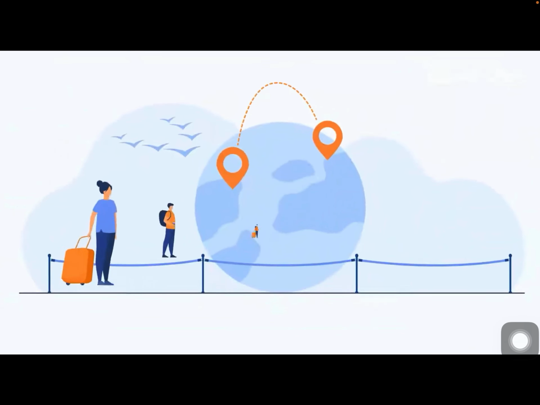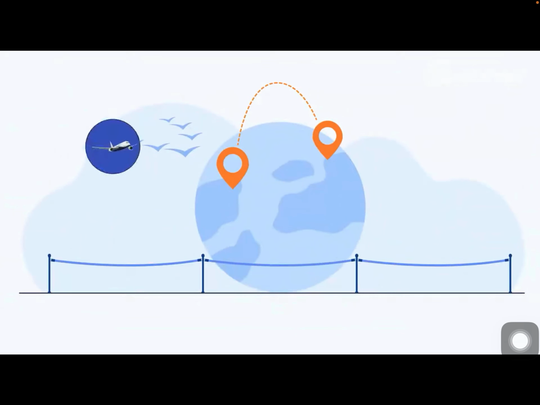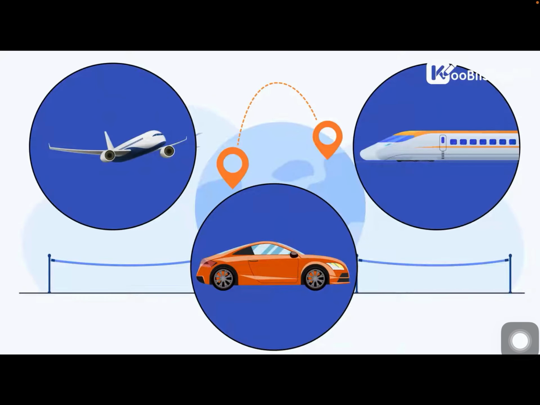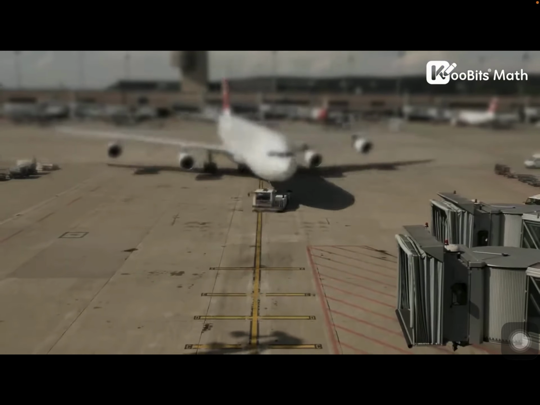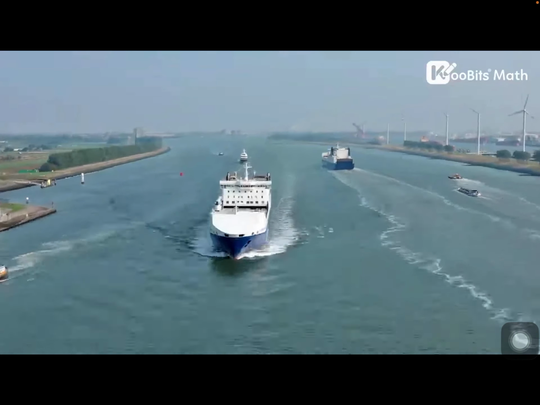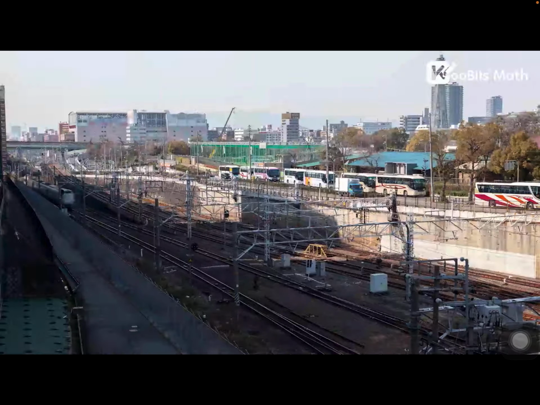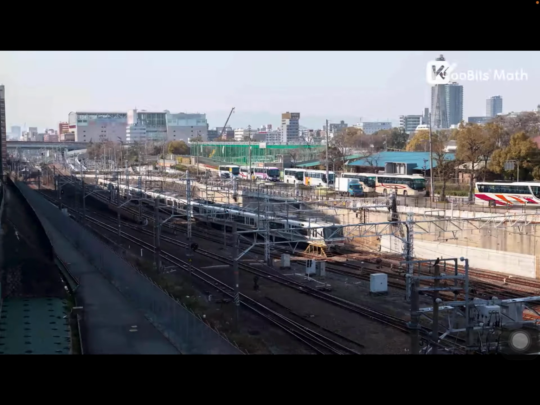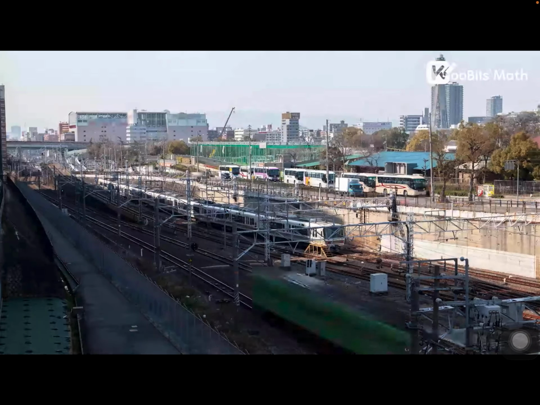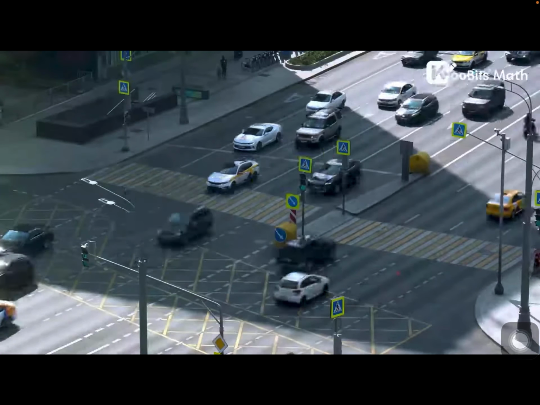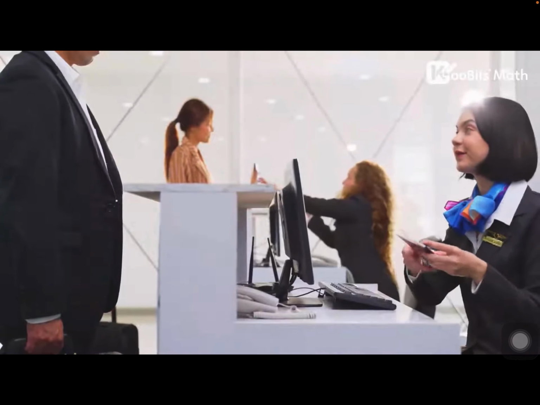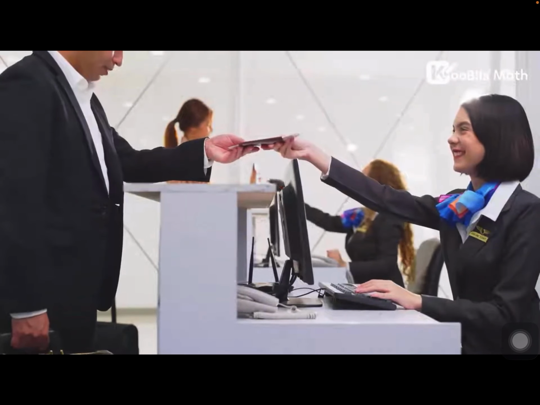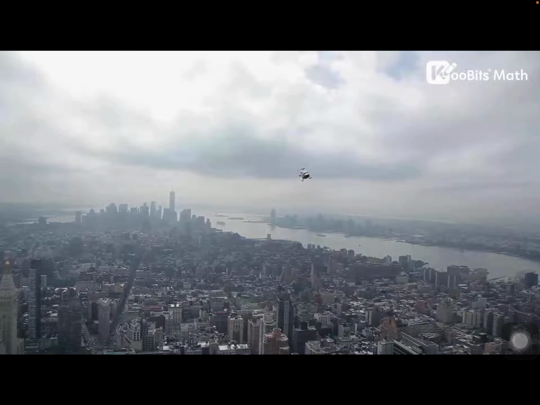When we're planning a trip, there are many different modes of transportation to choose from. We can travel across oceans by planes and ships, and travel shorter distances on land using trains, buses, and cars. The mode of transportation we choose usually depends on how much we're willing to spend and how quickly we need to get to our destination.